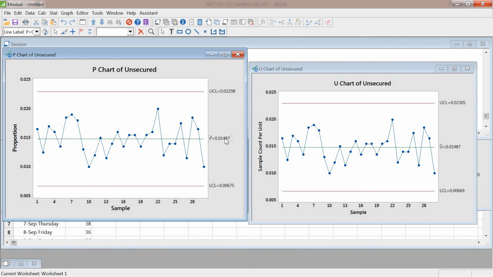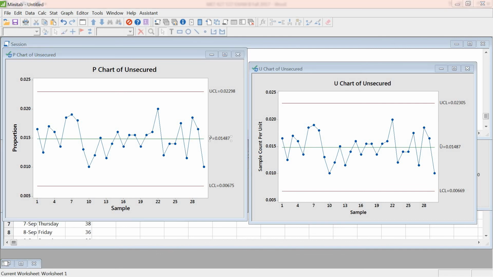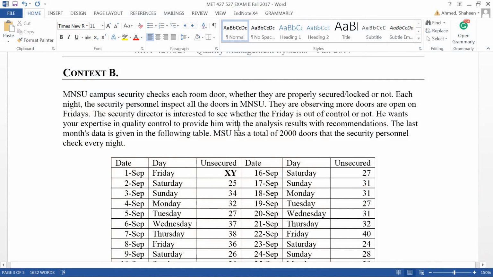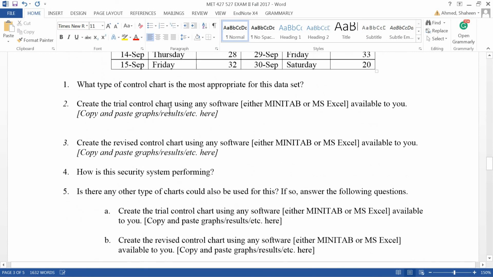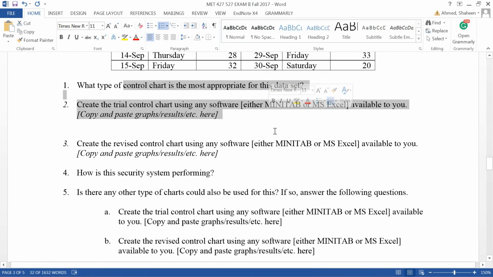So on average about 1.5% of doors are unlocked on any random night, and then the upper control line came to about 2.2% of doors, and then the lower control line came to only 0.6%, or what? That's less than that actually. It's about 0.7% at the lower control line. So the answer to this question simply would be that a C chart would be the most appropriate.